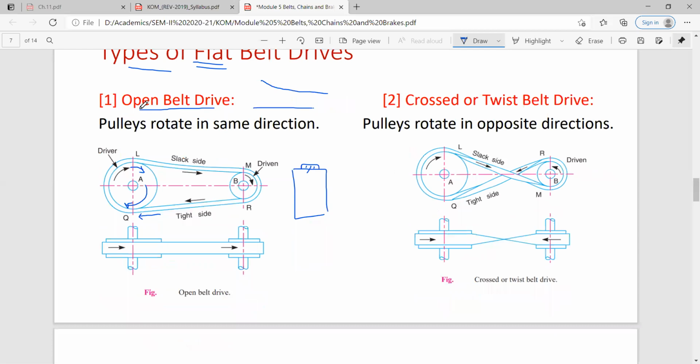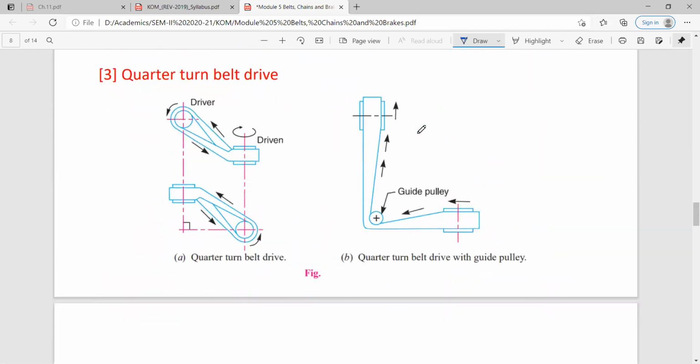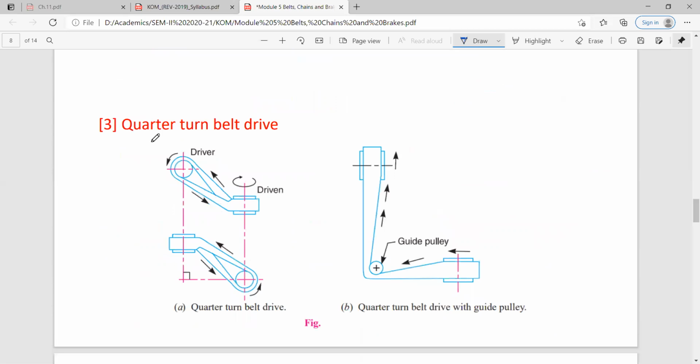So this is one open and this is the crossed belt drive. Then see again how the quarter turn belt drive works. So how is the layout of the shaft here? One shaft is vertical. It is in the plane of this paper, and another one is horizontal. It is perpendicular to the plane of paper, and you need to transmit the power. So in this way you can transmit the power.